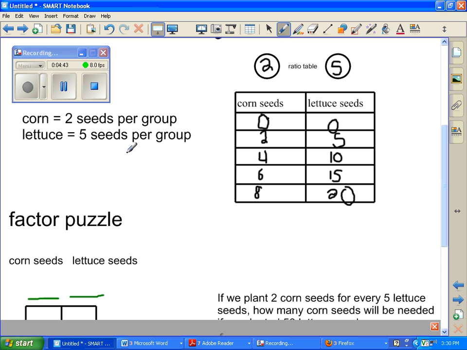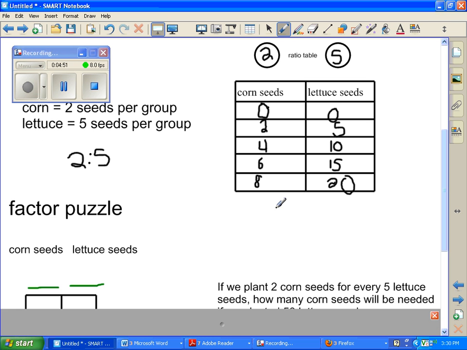So our ratio would be 2 to 5. Okay. Let's move down here.